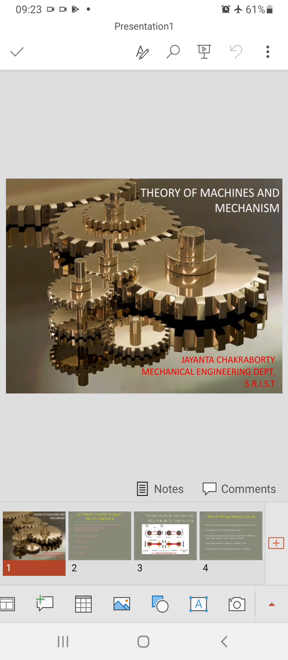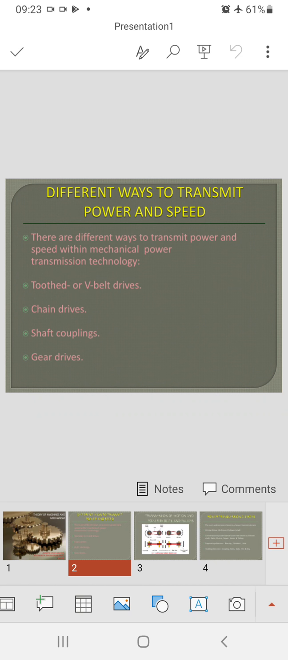Our topic is the different ways to transmit power and speed, or power transmission. Power is transmitted from the driver shaft to the driven shaft by means of different ways such as belts, chain, coupling, gear drive, ropes, etc. In case of power transmission by belt drive, two different types of belts are used. Number one is the flat belt and number two is the V belt. It depends on the purpose of the power transmission, the distance between the driver and follower shaft, and also on the configuration of the pulleys.